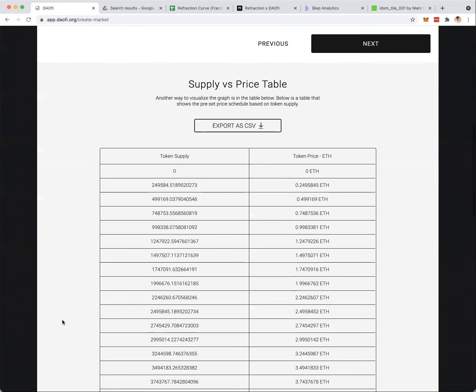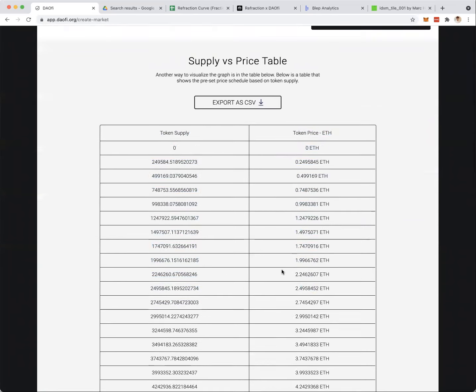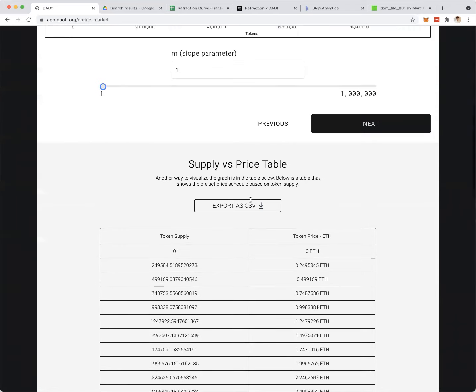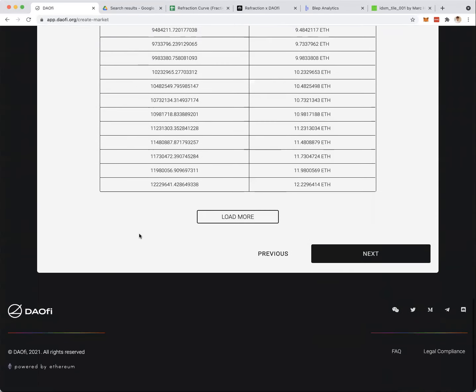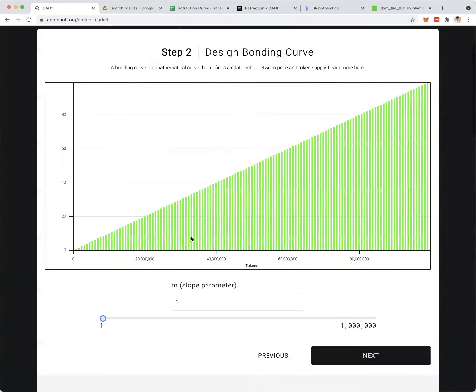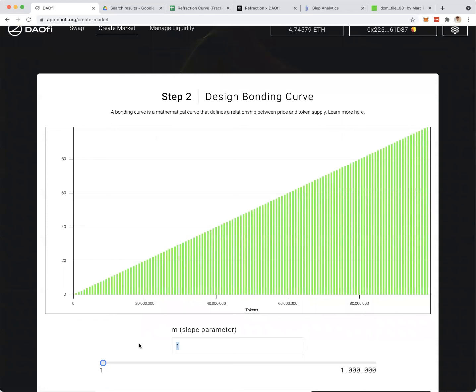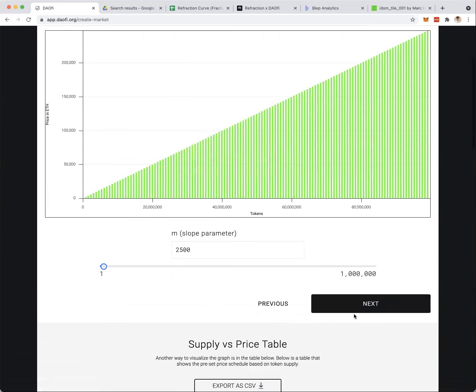And so you scroll down below and you can see a table that breaks down the same information that you see in the chart, but in a different format. You can export this table as a CSV file if you wish, and it exports basically the same data. You can understand the price action and have that data in a different format. So let's say we set the slope to this amount. This means this is the price of each token, and this is how many tokens are bought. And so you go to the next step.